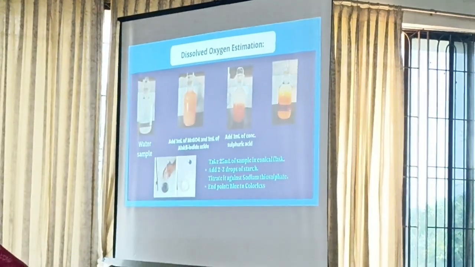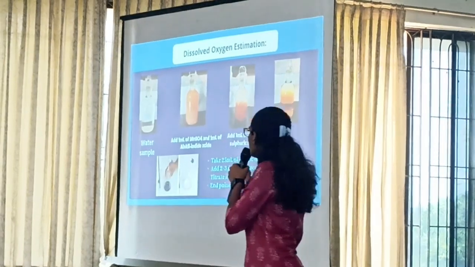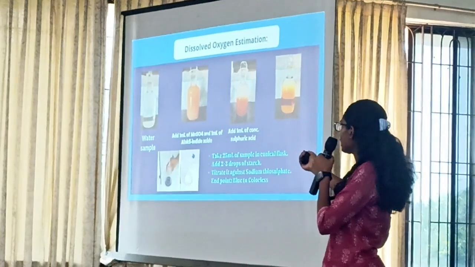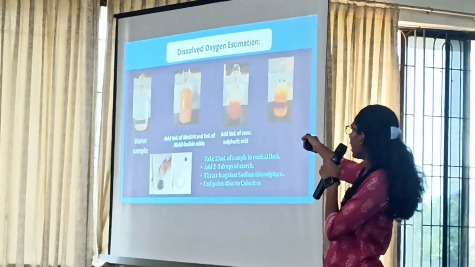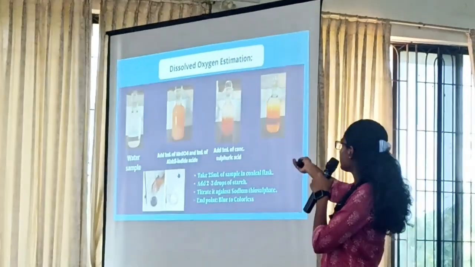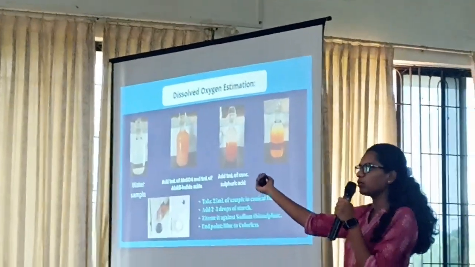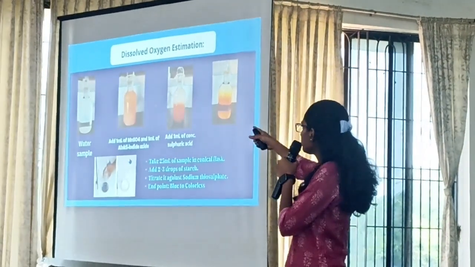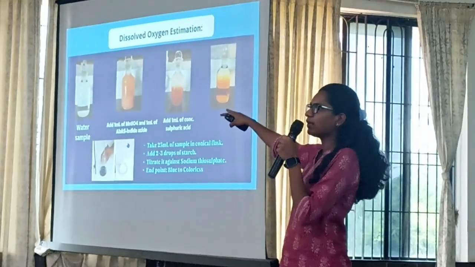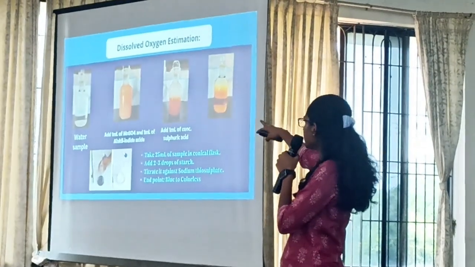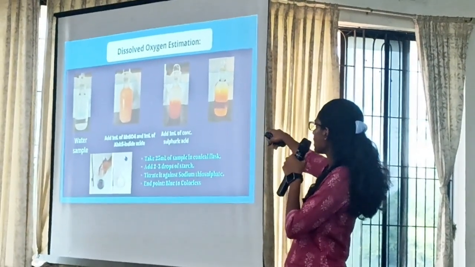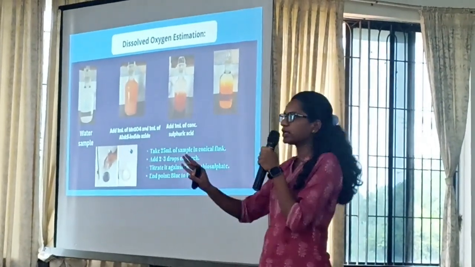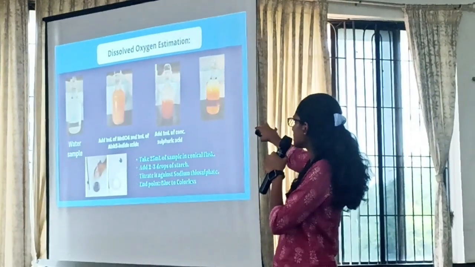After taking the sample, as you can see, you will be adding 1 ml of MnSO4 and 1 ml of alkali iodide azide. After you add that, you can see the brown flocculant that forms. This shows the presence of DO. If our water sample is too polluted, the brown color will not form, and a white flocculant will be formed instead. After you add both reagents, you will keep the BOD bottle in a dark place for 10 minutes, so all the flocculants will settle down.